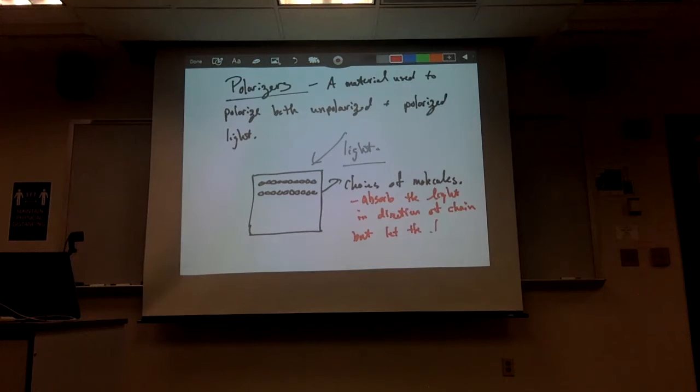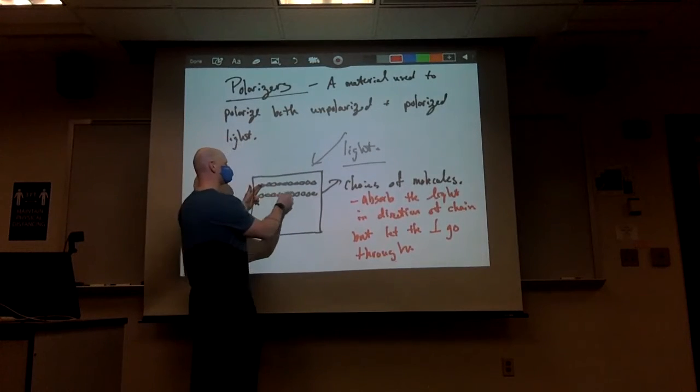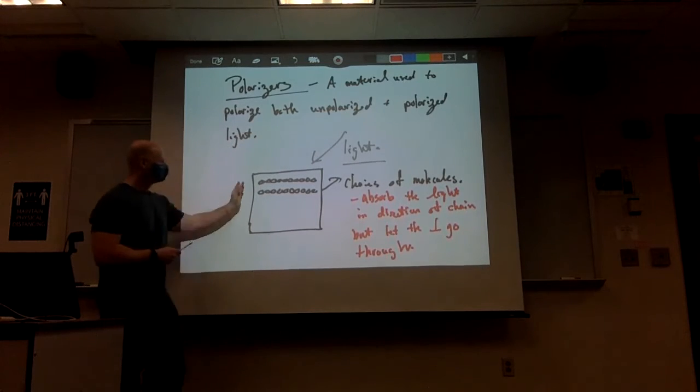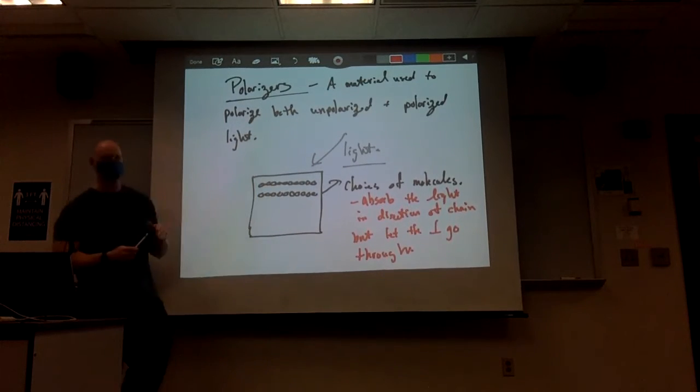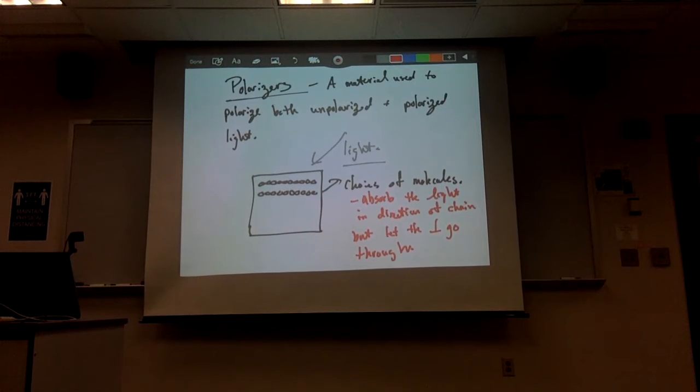The perpendicular direction goes through. Okay, so this is the way that a polarizer actually works. Again, the light is going to come in and strike the polarizer. Anything along this chain is going to be absorbed by the molecules themselves, but the perpendicular component is going to be allowed to pass through. So this is what actually polarizes this light.